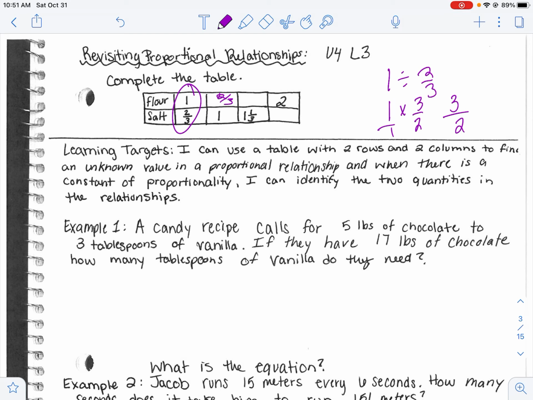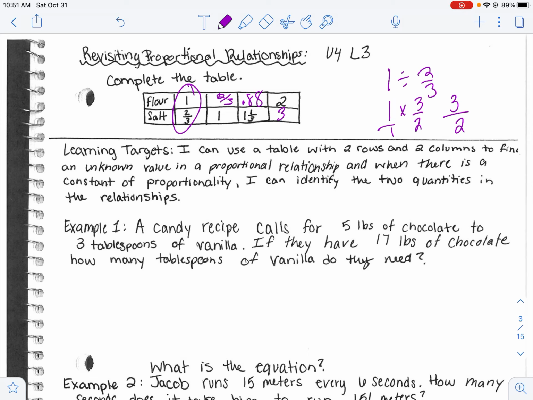Okay, and then we have 1 and 1/3. So we're going to take 1.33, which is 1/3, divided by our 3/2, and we get 0.88. Okay, and then the last one, this time we can multiply. So 2 times 3/2 is 3. So just keep that in mind, that a proportional relationship needs a constant.